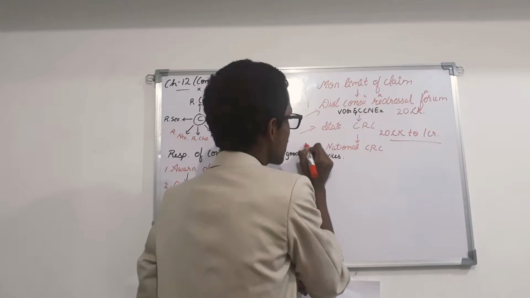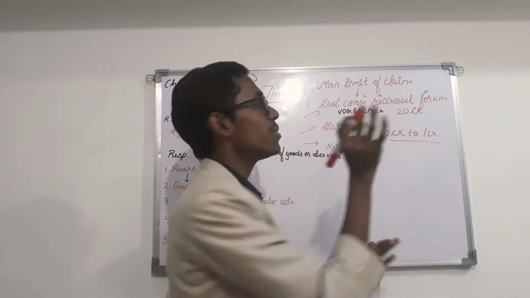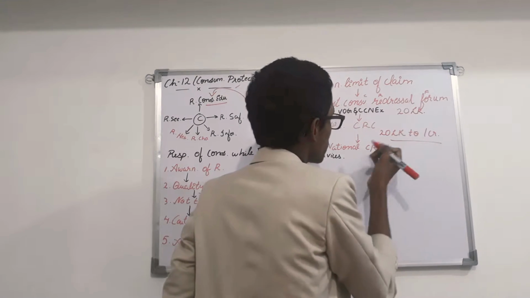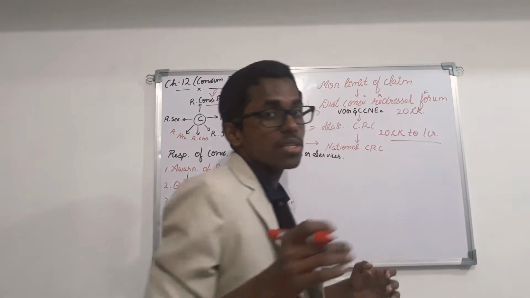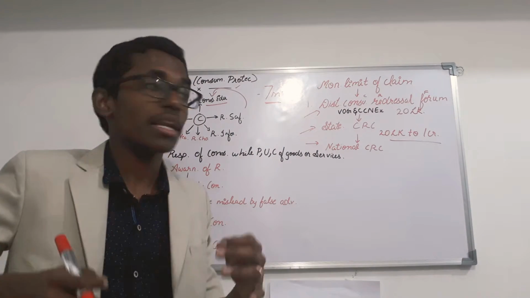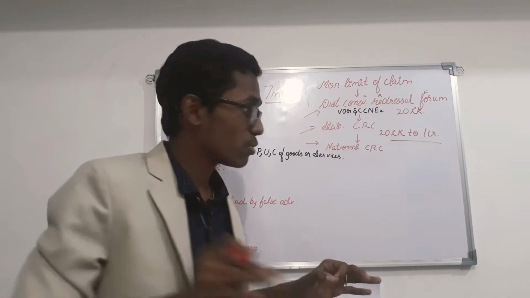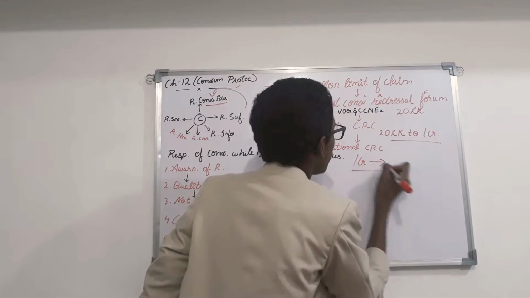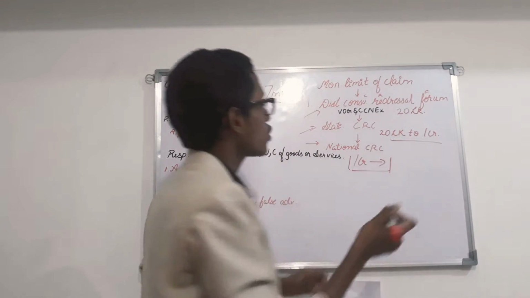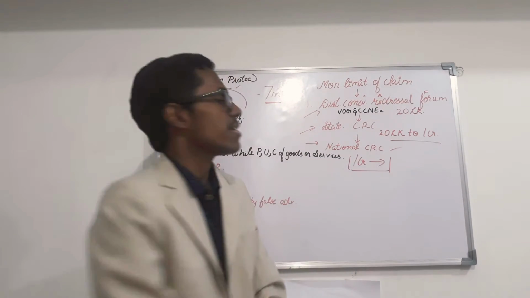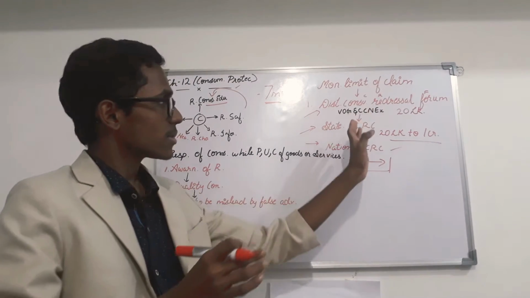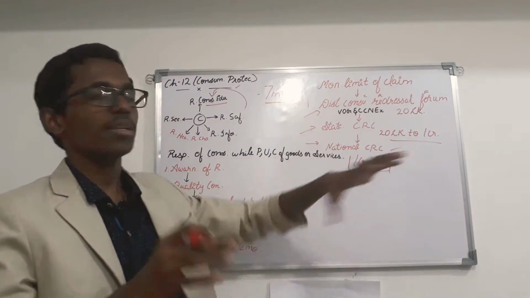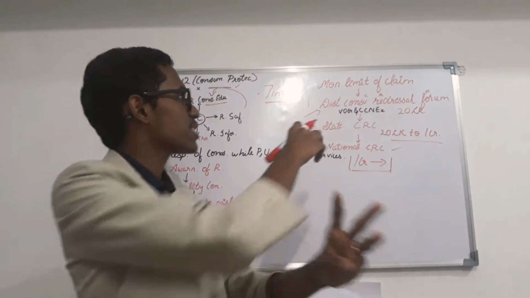And the third one is the National Consumer Redressal Commission, where the value of goods and services and compensation claimed is more than 1 crore. You can file a case in the National Consumer Redressal Commission. So this is about the monetary limits of claims.